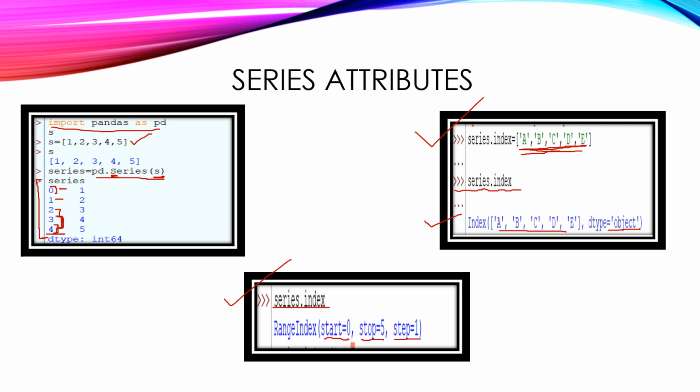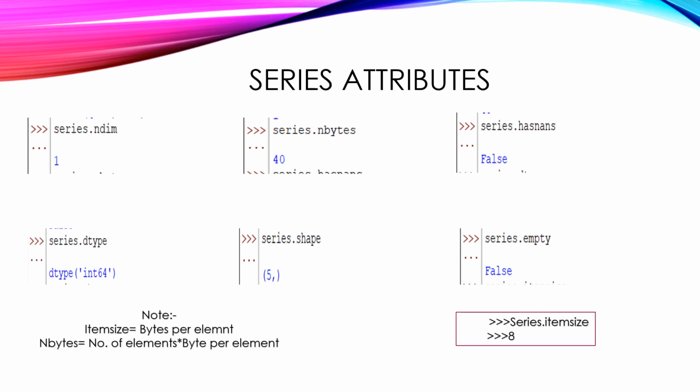As we move towards the other attribute, which is series.ndim, series.ndim tells us the dimension of the data object that is in pandas. Now as this is a series, it gives us 1, that this is a 1D array.